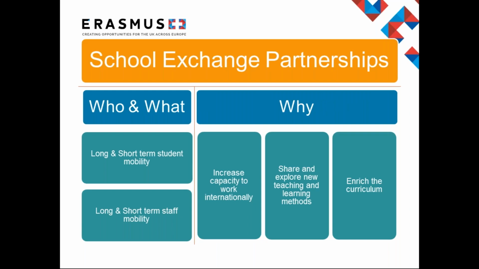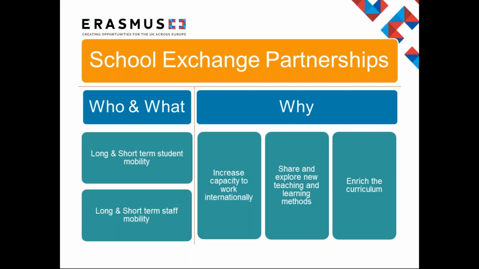We are now going to look at the different types of partnerships, and the first type of project that we will cover for Key Action 2 is school exchange partnership. This type of project aims to increase the school's capacity to work internationally, share and explore new teaching and learning methods, and enrich the curriculum. With this type of project, you can carry out different activities that can be either short or long-term mobility of staff, or short or long-term mobility of students. Depending on the type of activity, the duration will vary.